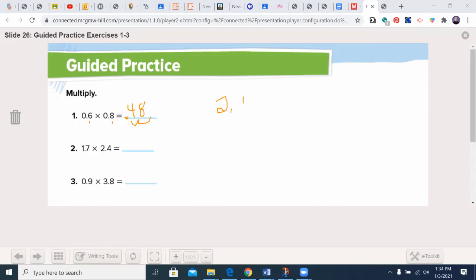2.4 times 1.7. You're going to treat as 24 times 17. 7 times 4 is 28. Put a 2. 7 times 2 is what? You're right, 14 plus 2 is 16. This 1 is a 10. And now I have 24 here. Add it together. 8. 10. I regroup the 1. 408. There are 1 and 2 decimal places. So it goes over here. 1 and 2. 4.08.